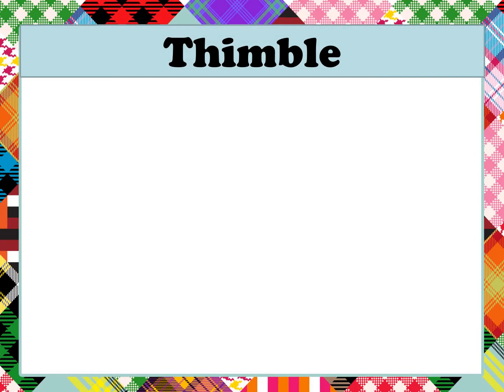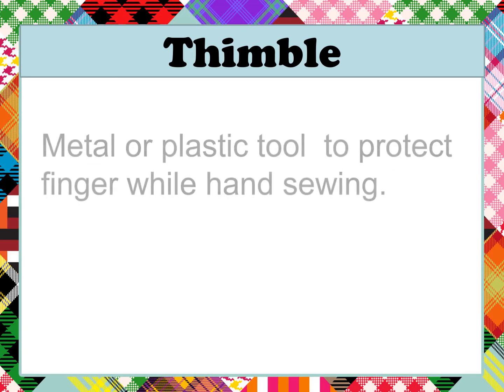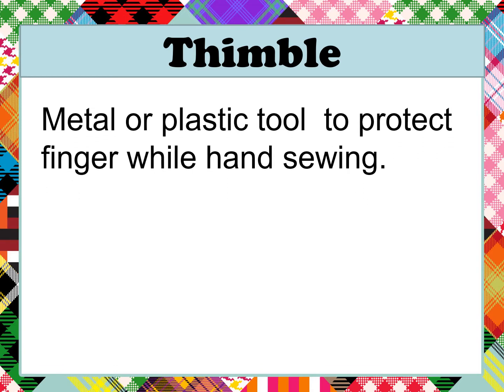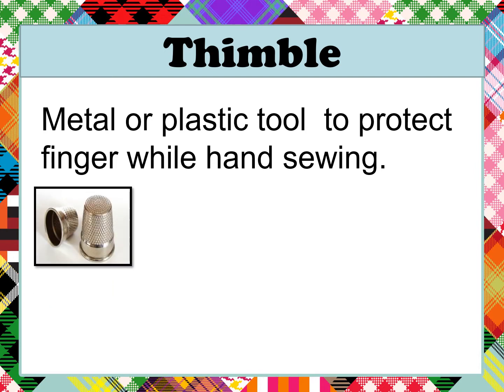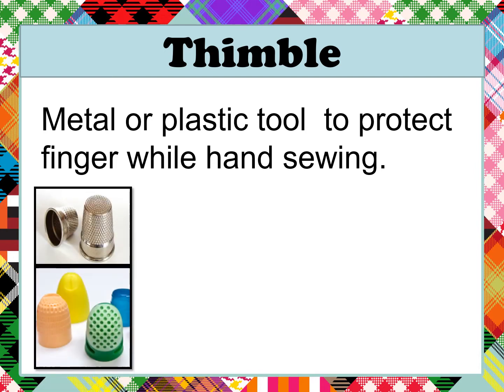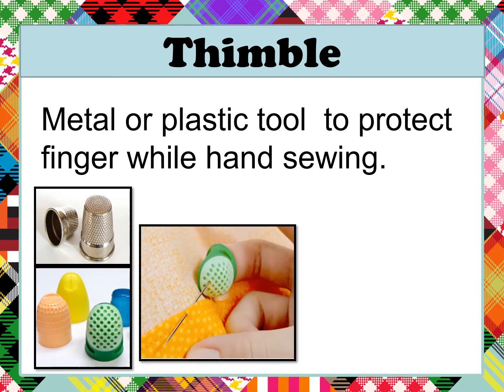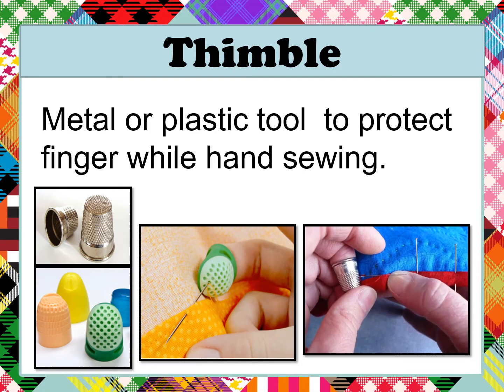Now let us look at thimble. Thimbles are metal or plastic tools used to protect fingers while hand sewing. They can either be metal or plastic, as you observe.